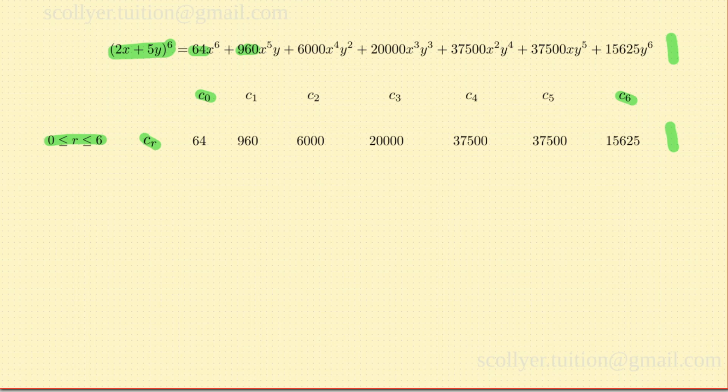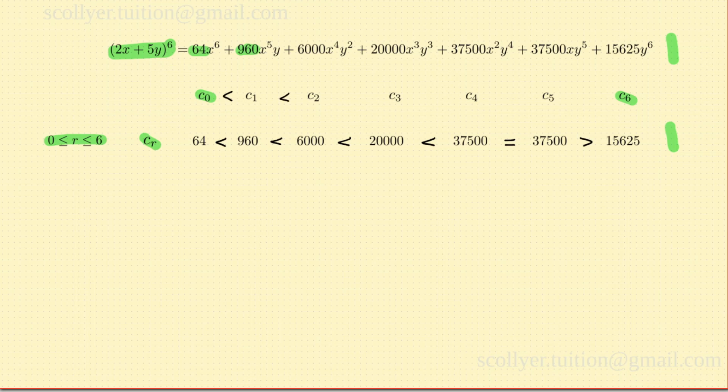We can see that the first coefficient, 64, is less than 960. 960 is less than 6,000. 6,000 is less than 20,000. 20,000 is less than 37,500. 37,500 is equal to 37,500. And 37,500 is greater than 15,625.